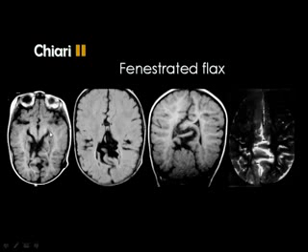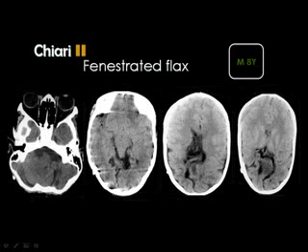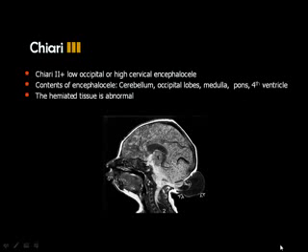In this patient also, you can identify what is known as peaking of the tectum. By CT, this is a case of Chiari malformation after shunting, and you can see attenuated ventricles, you can see peaking of the tectum, and you can easily identify what is known as the fenestrated falx.